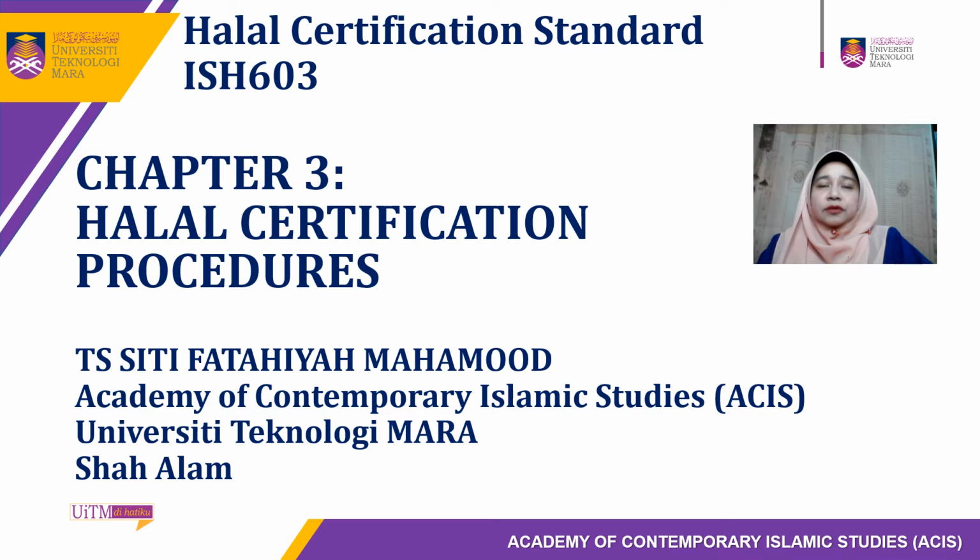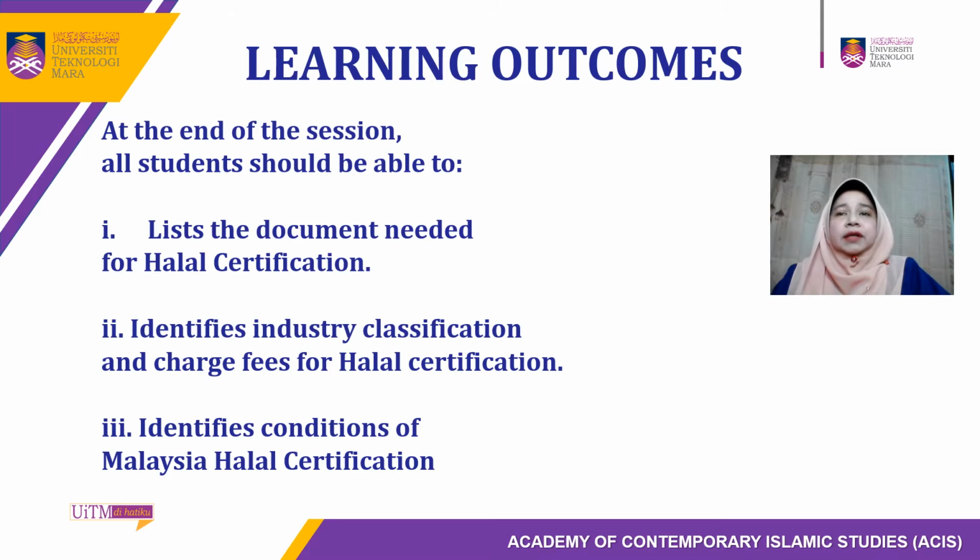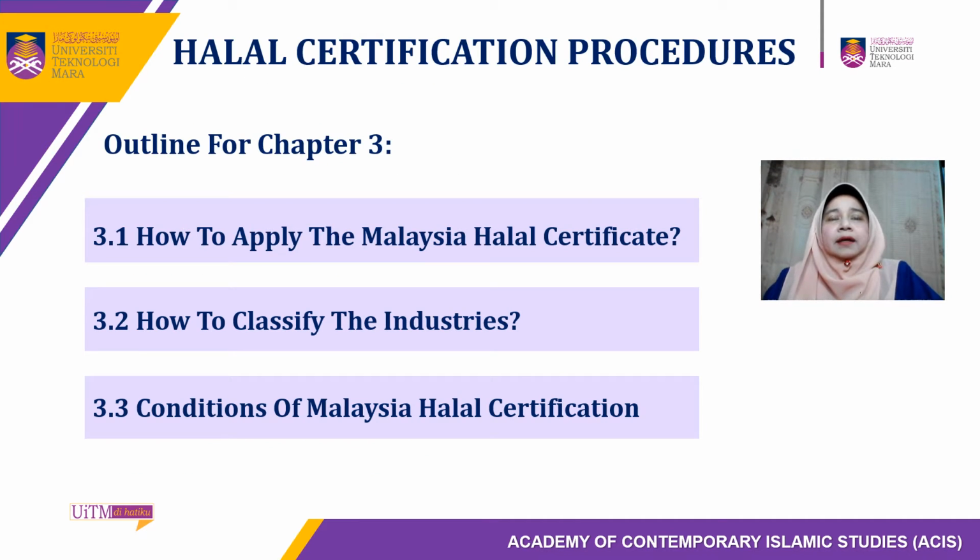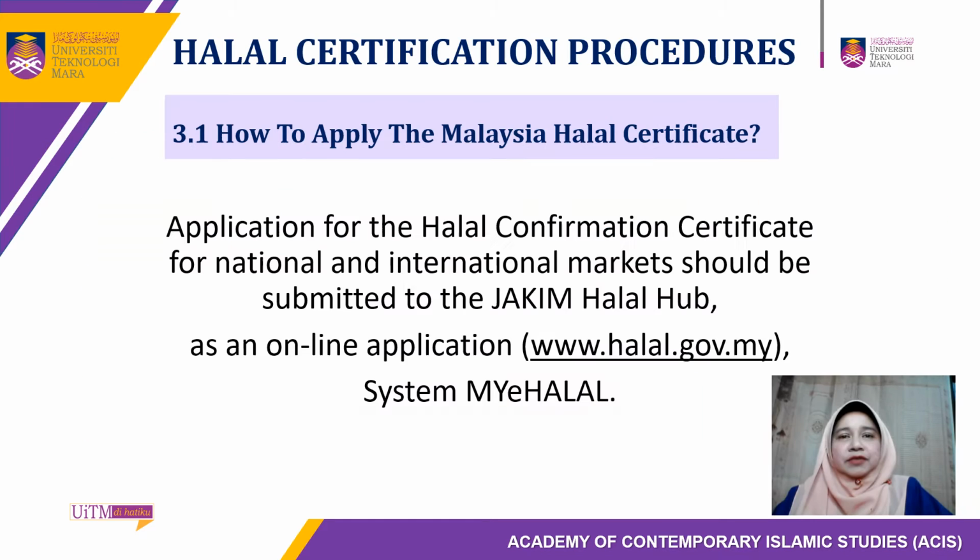And now let's proceed to chapter 3, Halal Certification Procedure. The learning outcomes for this chapter: at the end of the session, all students should be able to list the documents needed for halal certification, identify industry classification and charge fees for halal certification, and identify conditions of Malaysia halal certification. There are 3 outlines for chapter 3: how to apply for the Malaysian halal certification, how to classify the industries, and the conditions of Malaysia halal certification.